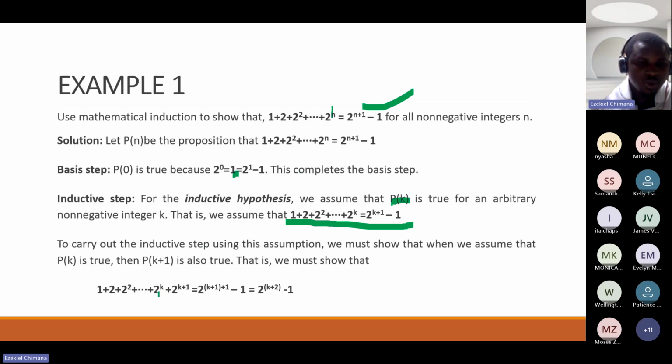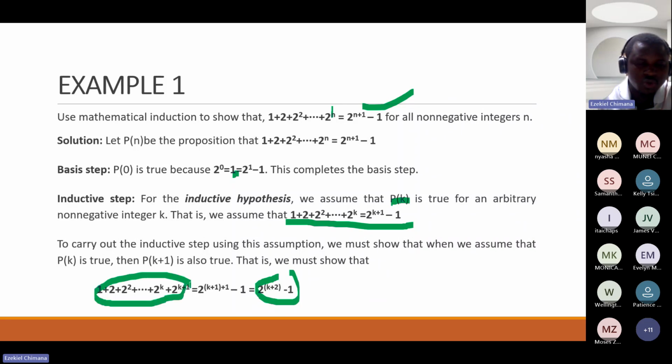So when you put 2 to the power k plus 1, it's obvious it's going to be 1 plus 2 plus 2 squared up to 2 to the power k, and then plus 2 to the power k plus 1. It will be equal to, then for n you put k plus 1, so we've got 2 to the power k plus 1 plus 1, then minus 1, which is 2 to the power k plus 2 minus 1, something like this. That will be equal to this whole thing, right?